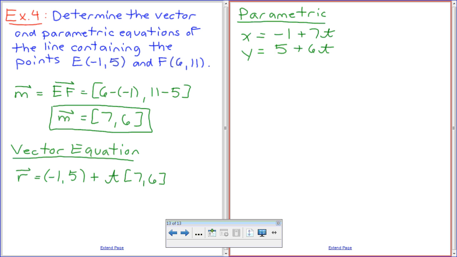Part B is going to say, what are the coordinates when this crosses the x-axis?